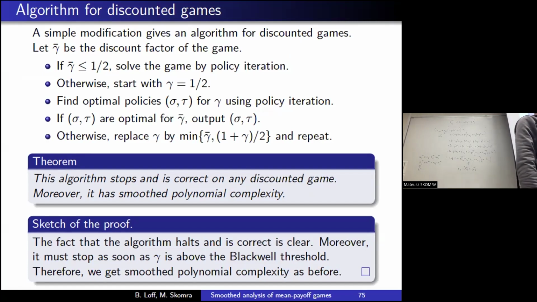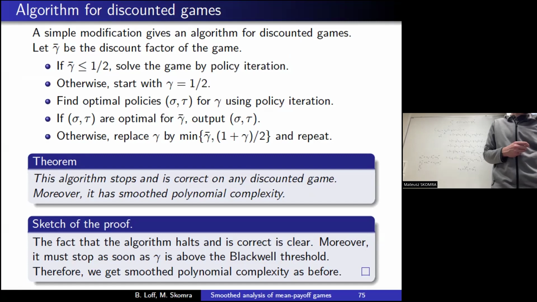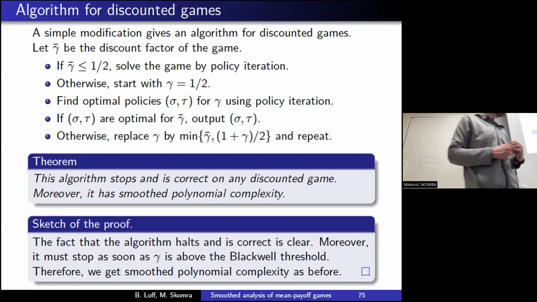And this will work because if it so happens that your target discount is very high, then it's probably higher than the Blackwell threshold, right? So when your update reaches the Blackwell threshold, it already finds the Blackwell optimal policies, so they will be optimal for your target discount. So if somebody gives you a very high discount, it's very probable that you will find the same policies at a much lower discount.